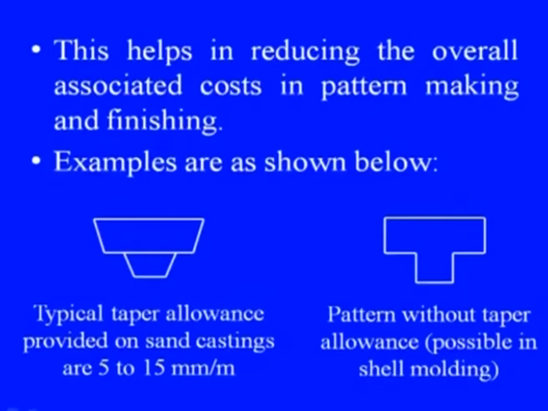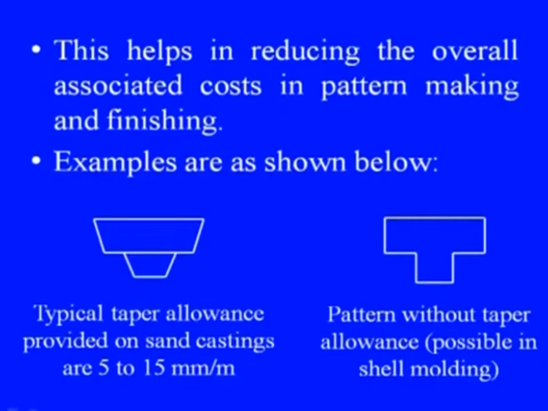Now, let us see a little about optimum pattern design. Minimum values for dimensional finish and lesser draft can be set, since the process inherently provides good surface finish. The draft can be negligible as the cell is broken out to take the finished casting from it. This helps in reducing the overall associated costs in pattern making and finishing.